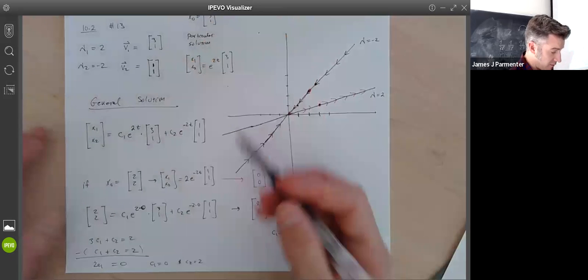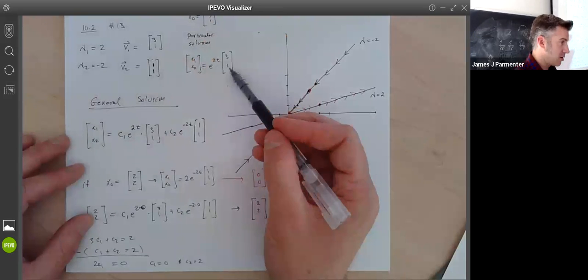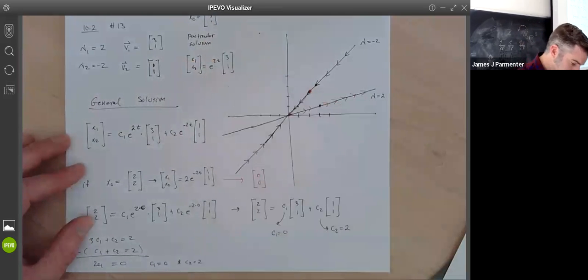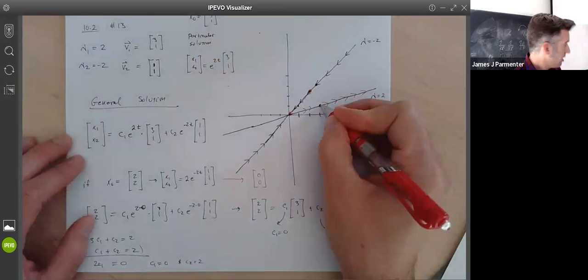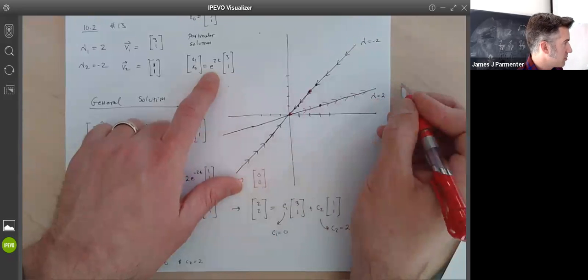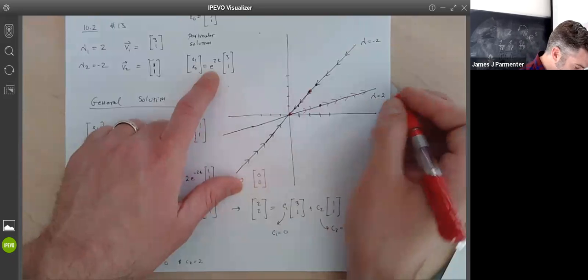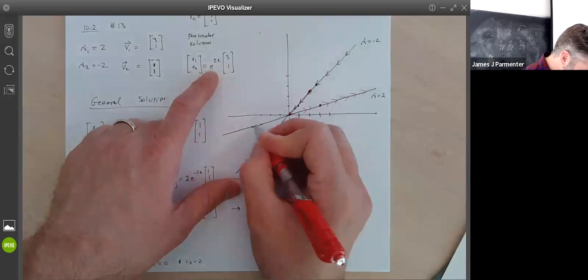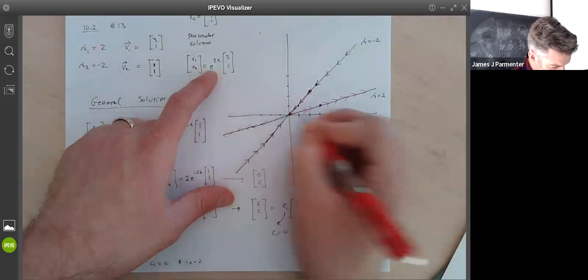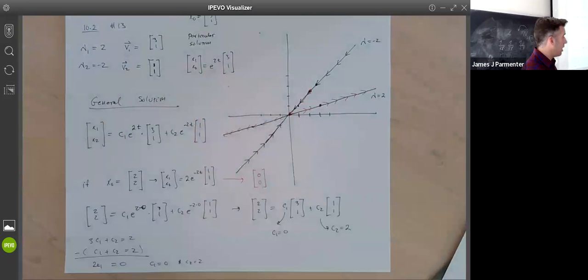Right, if I plug in 0 for t, I'm going to get 3, 1, which is my starting point, plus none of the rest. So I'm starting here, and then as time gets bigger, this number gets bigger, so I'm going out that way. And if I started over here, I would go out that way. So yes, if your eigenvalue is positive, you're moving away from the origin. If your eigenvalue is negative, you're moving in towards the origin.